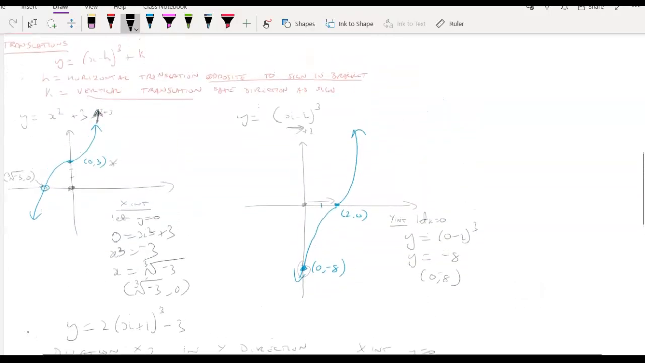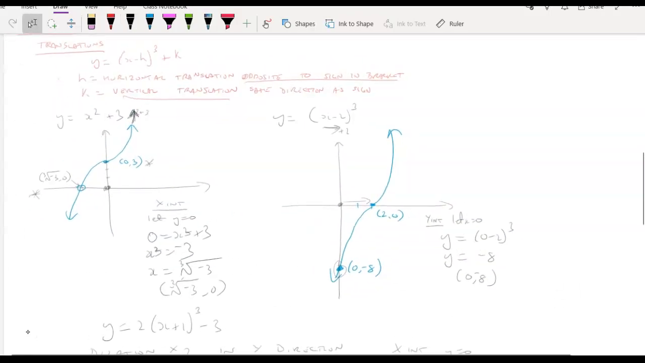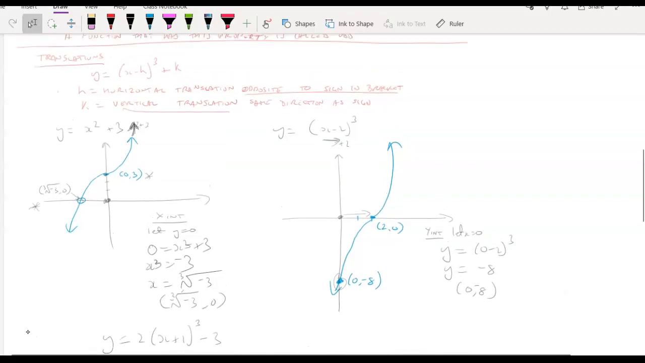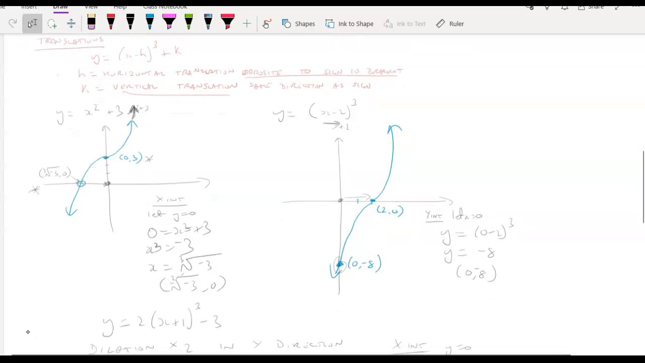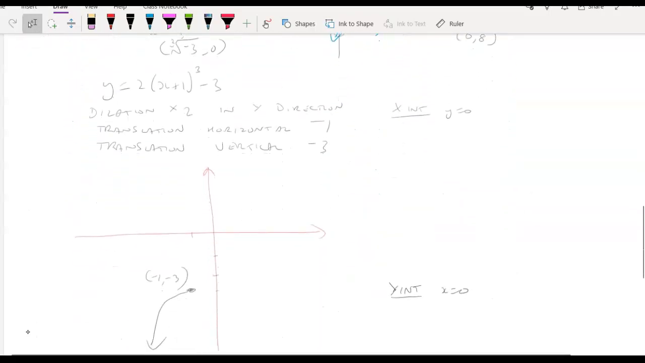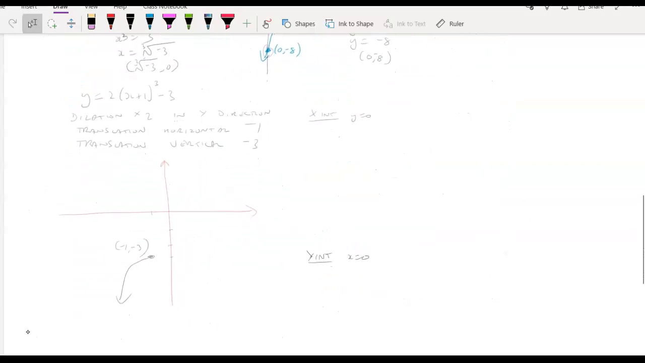Finally, pause the video if you wish and take down those notes. Presume you've paused and started again. Here is the last example for today. y equals 2 times (x plus 1) cubed minus 3.